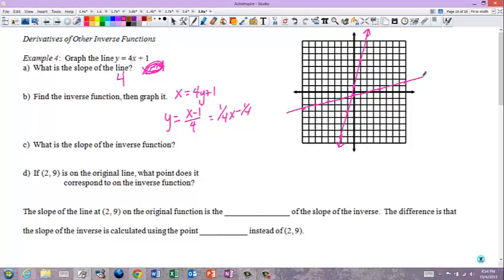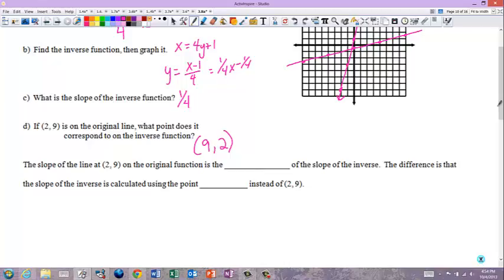So, what is the slope of the inverse function? Well, it's 1/4. It's the reciprocal. It says if (2, 9) is on the original line, what point does it correspond to on the inverse? Well, (9, 2), because you swap x and y. So the slope of the line at (2, 9) on the original function is the reciprocal of the slope of the inverse. The difference is that the slope of the inverse is calculated using the point (9, 2) instead of (2, 9). So the coordinates are reversed.